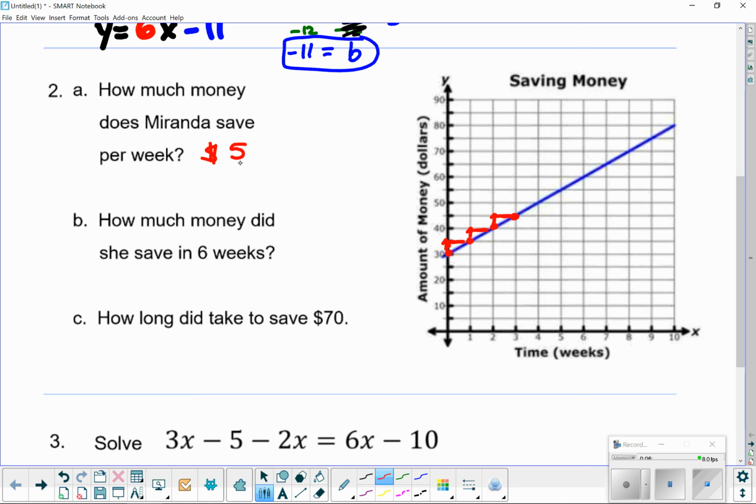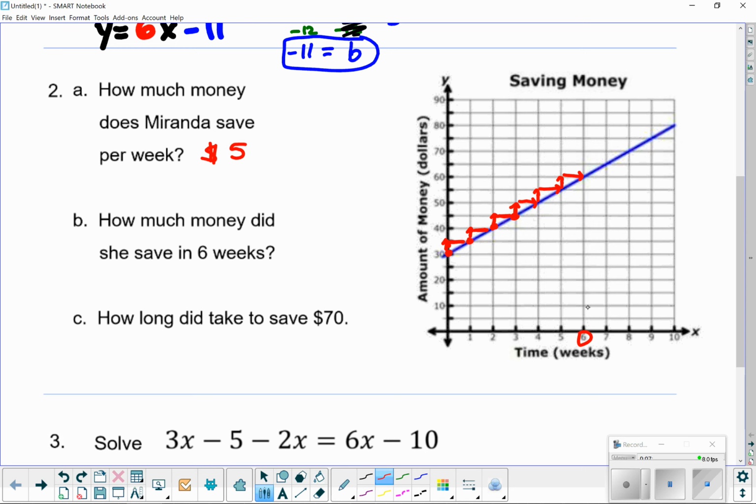Okay. How much money did Miranda save in 6 weeks? Well, if you want to utilize this table, this graph here, she saves another $5. So this is week 3 right here. She saves $5 in week 3. Another week goes by, another $5. Another week goes by, another $5. Another week goes by. Okay, so how much did she save? Well, that's finally at 6 weeks.